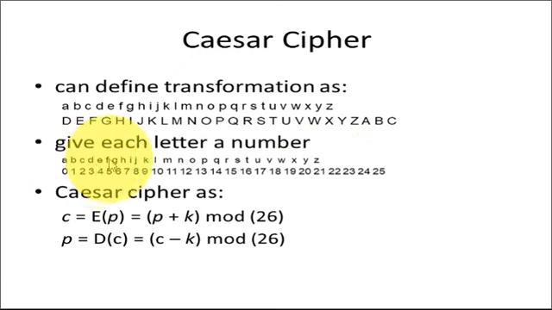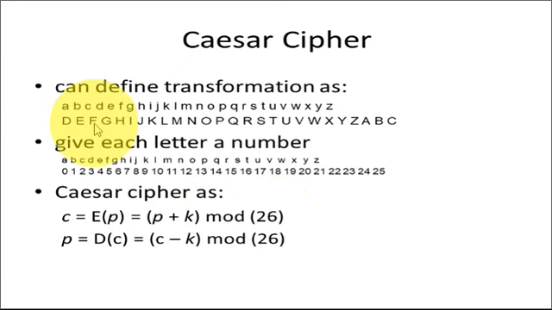So each letter is given by a number from 0 to 25. The Caesar cipher is this algorithm: P plus K, where P is the plain text letter, that is added with the key, any number. We are performing a modulus with 26.